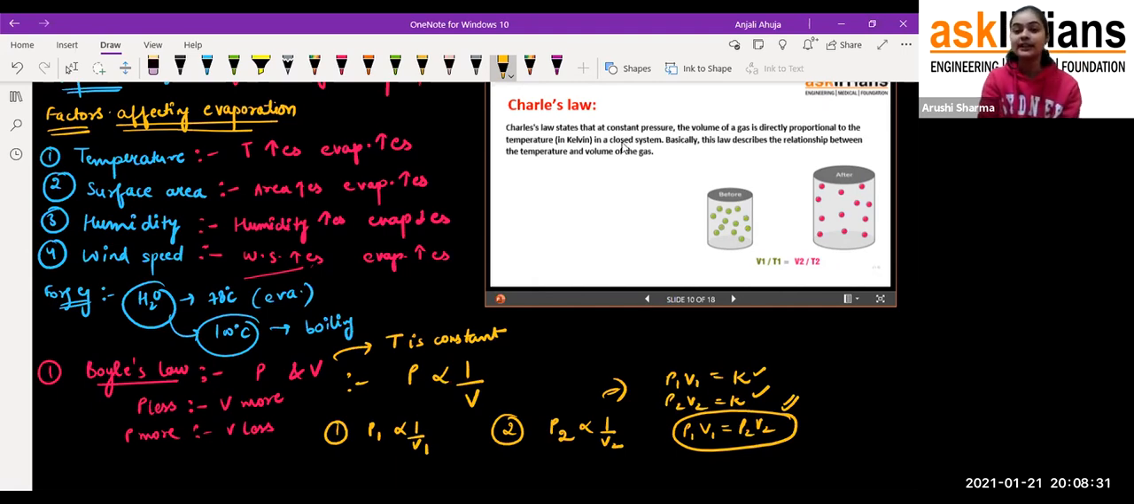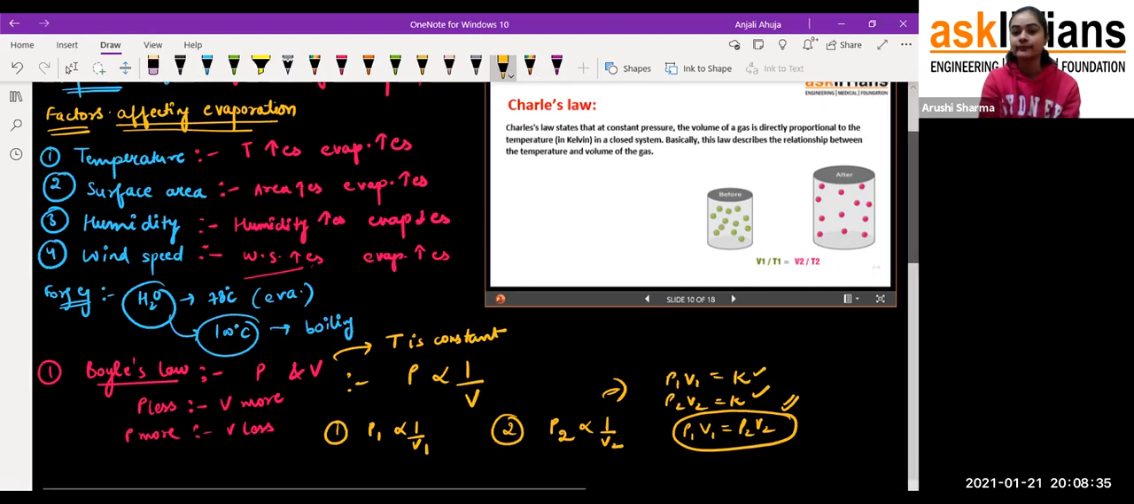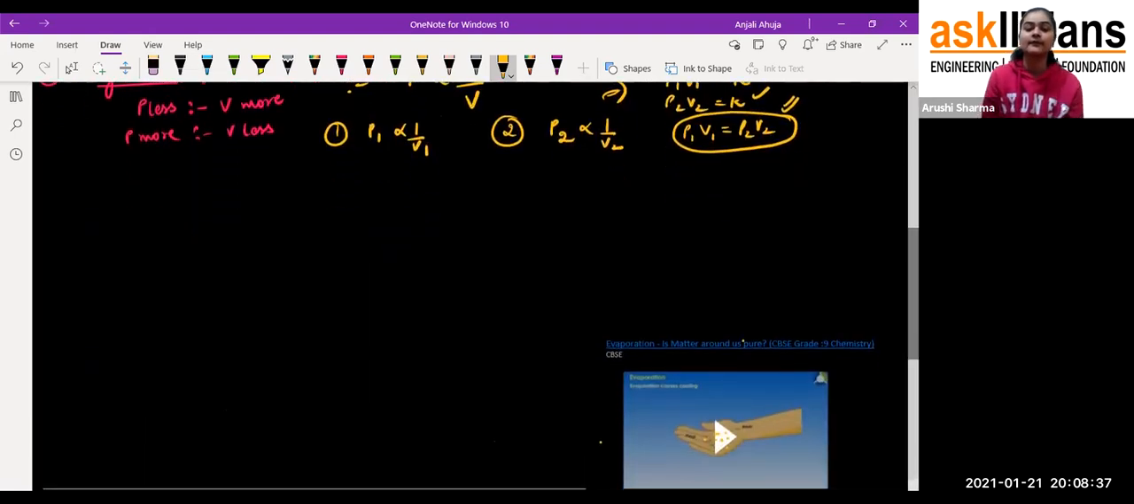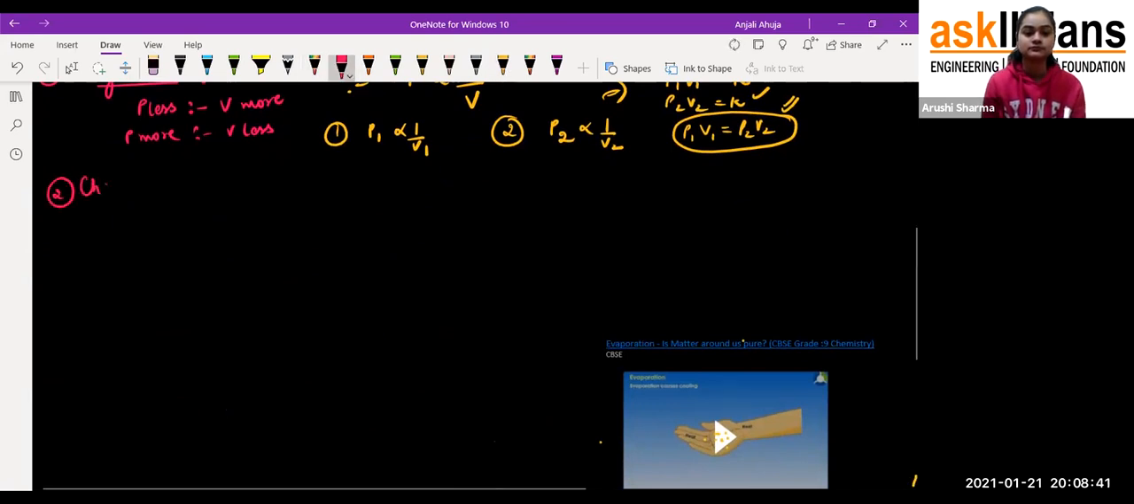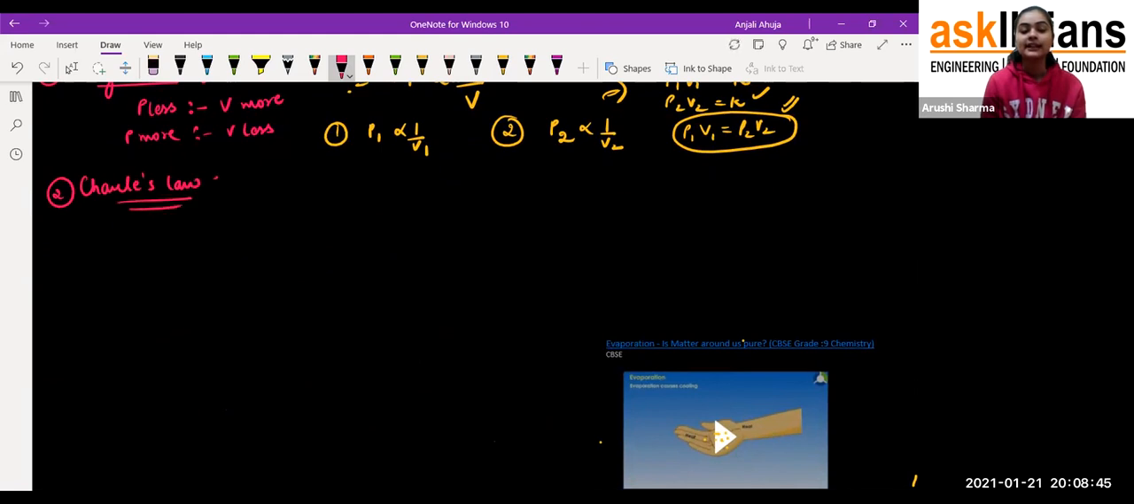So what I can write down here is a very important thing, first of all: at constant pressure, the pressure must be constant, the temperature is directly proportional to volume. That means when temperature increases, volume also increases.